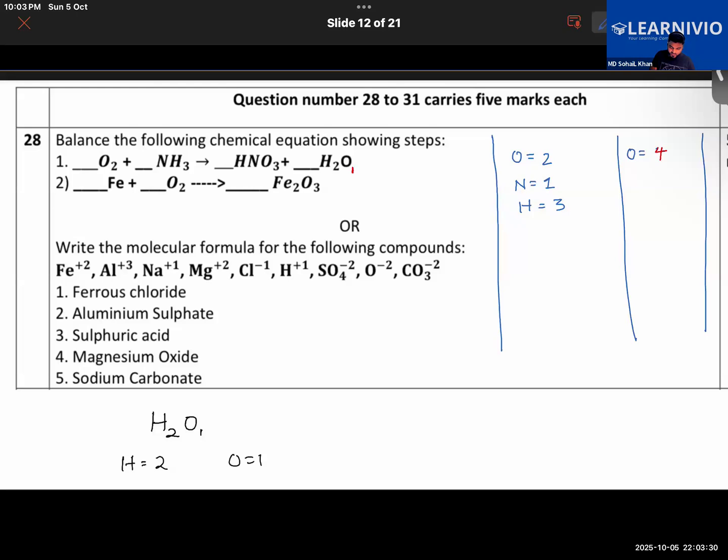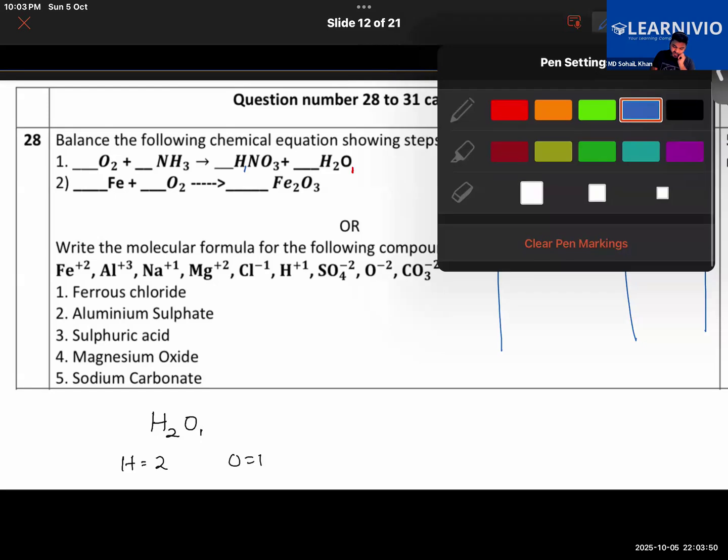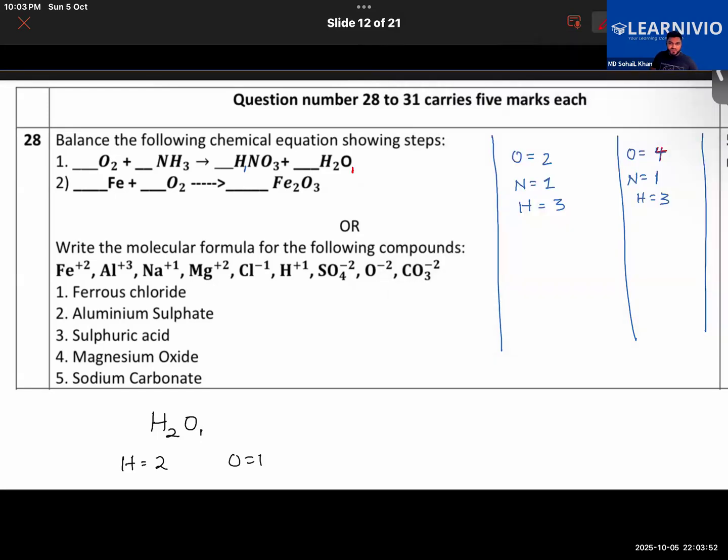Now tell me how many nitrogen atoms. Nitrogen is one, and hydrogen is also one. No, there are two hydrogen atoms here, and one here. That will be three. Two plus one, three. As of now, hydrogen is already balanced. Nitrogen is also balanced. Now the number of oxygen atoms is different here. Two into two, that is four.